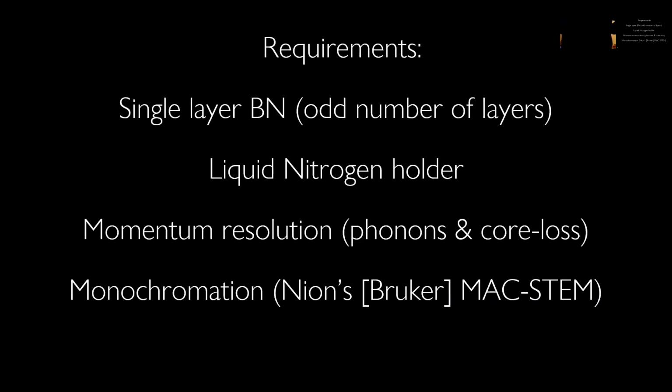So my logic was you should be able to do this as long as you have a monolayer or an odd number of layers of boron nitride, because of the way that the boron nitride stacks. And if you go to really low temperatures, with the energy resolution in the core loss and low loss, you should be able to measure this. And I did this at Oak Ridge National Lab.